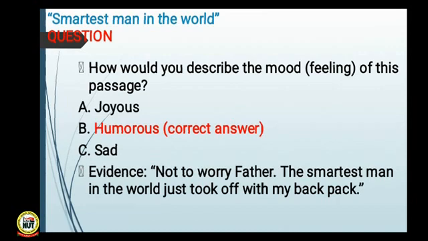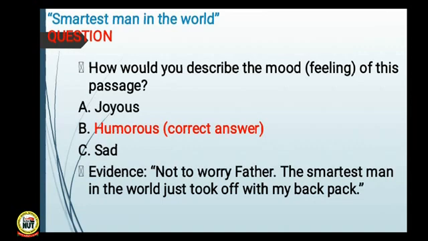Well, the mood is humorous. How? Because after all the story, you realize that after you read, you will laugh at the foolishness of the lawyer. You understand? You laugh at the foolishness of the lawyer. Not to worry, father. Look at what the kid said. The smartest man in the world just took off with my backpack.